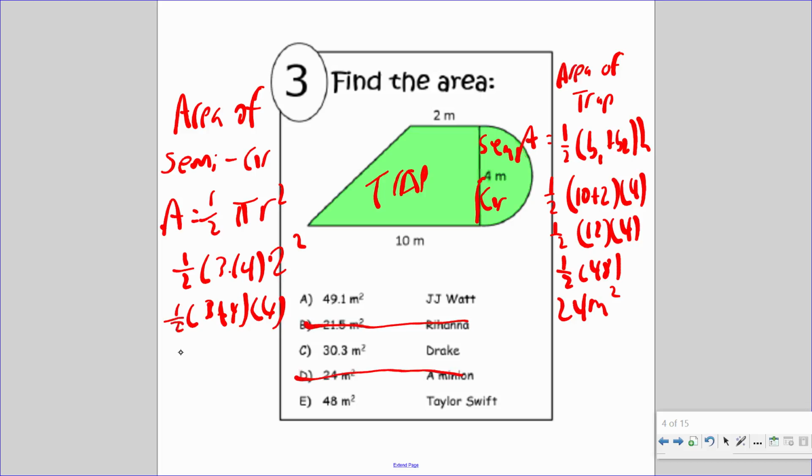Let's do half of 4, which is 2. And what is 2 times 3.14? 6.28 square meters. So the area of the semicircle is 6.28 square meters. The area of the trapezoid is 24. Together, it adds up to 30.28, which is C, the closest.